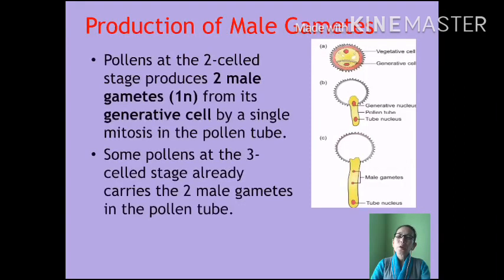Now, as we all know, most pollens are shed at the two-cell stage. Such pollens are going to produce the two male gametes in the pollen tube. The two male gametes are produced by a single mitotic division of the generative cell. In some plant species, pollens can also be shed at the three-cell stage, and in these pollens, the two male gametes are already produced in the anther, before pollination.